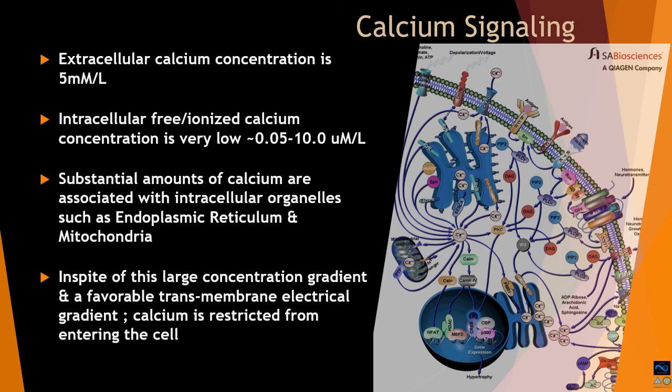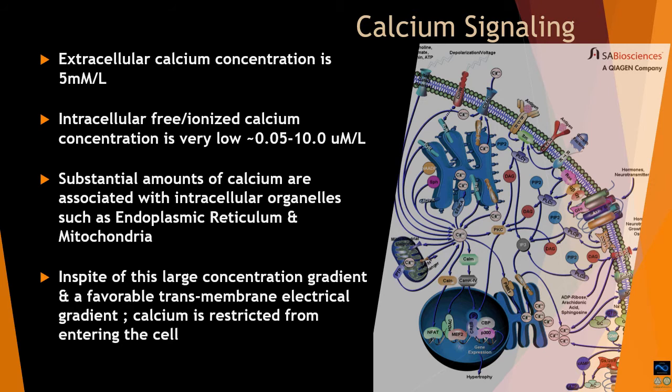Under normal basal conditions, the extracellular calcium concentration is around 5 millimolar, whereas the intracellular concentration is maintained at 100 times lower than this, that is 0.05 to 10 micromoles per liter. So the gradient is usually 100 to 1000 times.